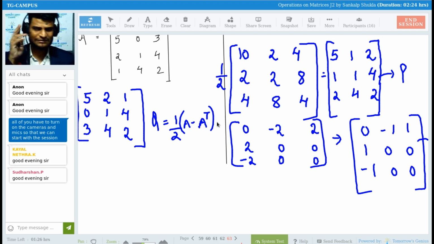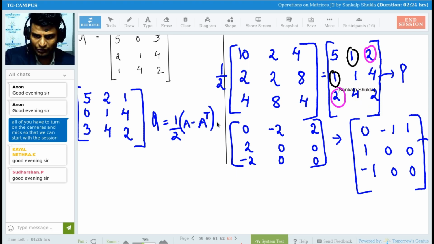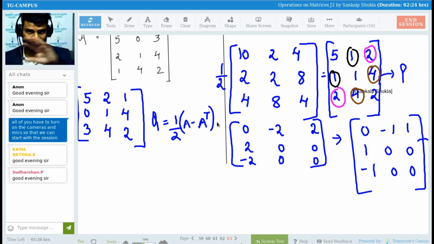So we'll check two things. First of all, P should be symmetric and Q should be skew symmetric. And second, the addition of P and Q must be A. So we'll check whether P is symmetric or not. If I randomly pick an element, A12 is 1, so A21 is also 1. I'll check A13, that is 2. A31 is also 2. Now I'll check A23, it is 4. A32 is also 4. So as you can see, P is symmetric.